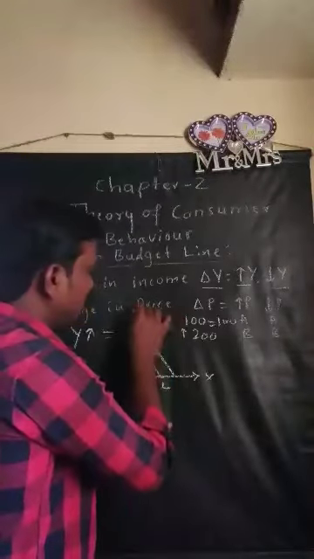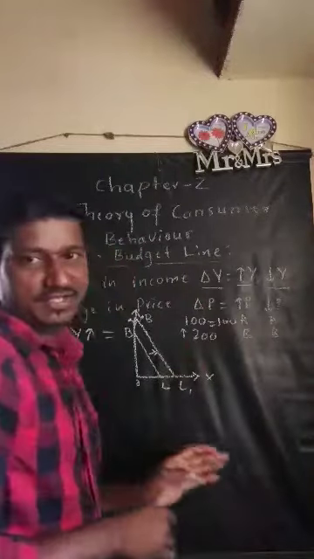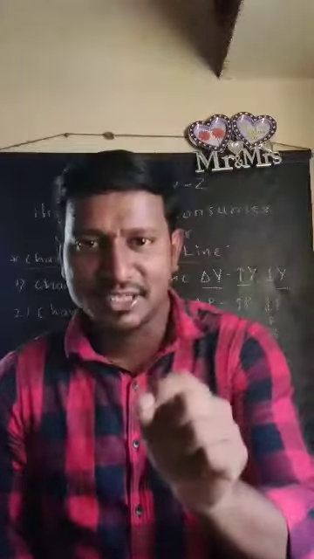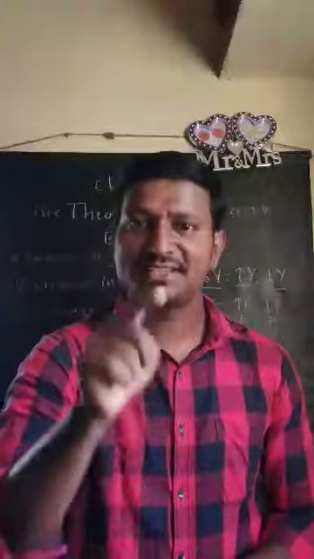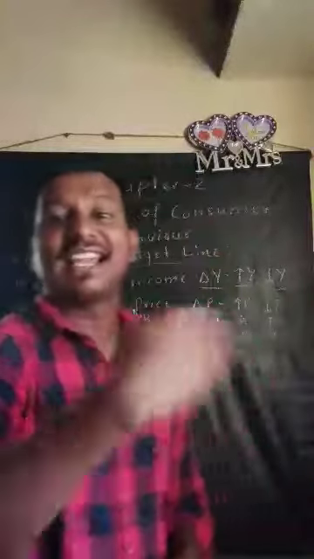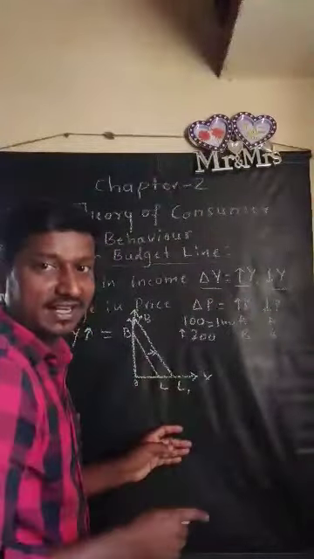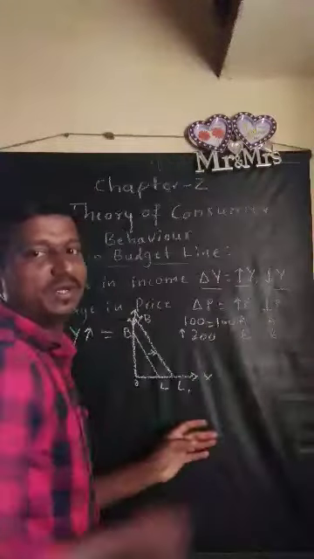So here I am going to get one new budget line, BL dash, which means that as and when the income of a consumer increases, his purchasing power increases. That makes the budget line shift to the right side. This is how the budget line shifts towards the right side due to the increase in income from 100 to 200.